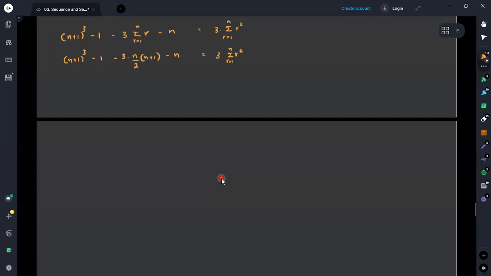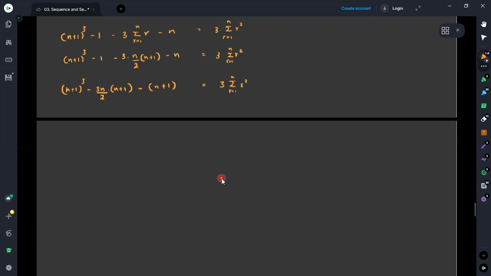Apart from expanding this equation, I will try to obtain a quantity which is common for all. Therefore, I will take here n plus 1 to the power 3. Then I will write the next term, 3 times n divided by 2, and here also we can see n plus 1. And I will take minus out of this n and 1. Therefore, I can take this as minus times n plus 1. It is equal to 3 times the summation of r squared, where r is going from 1 to n.